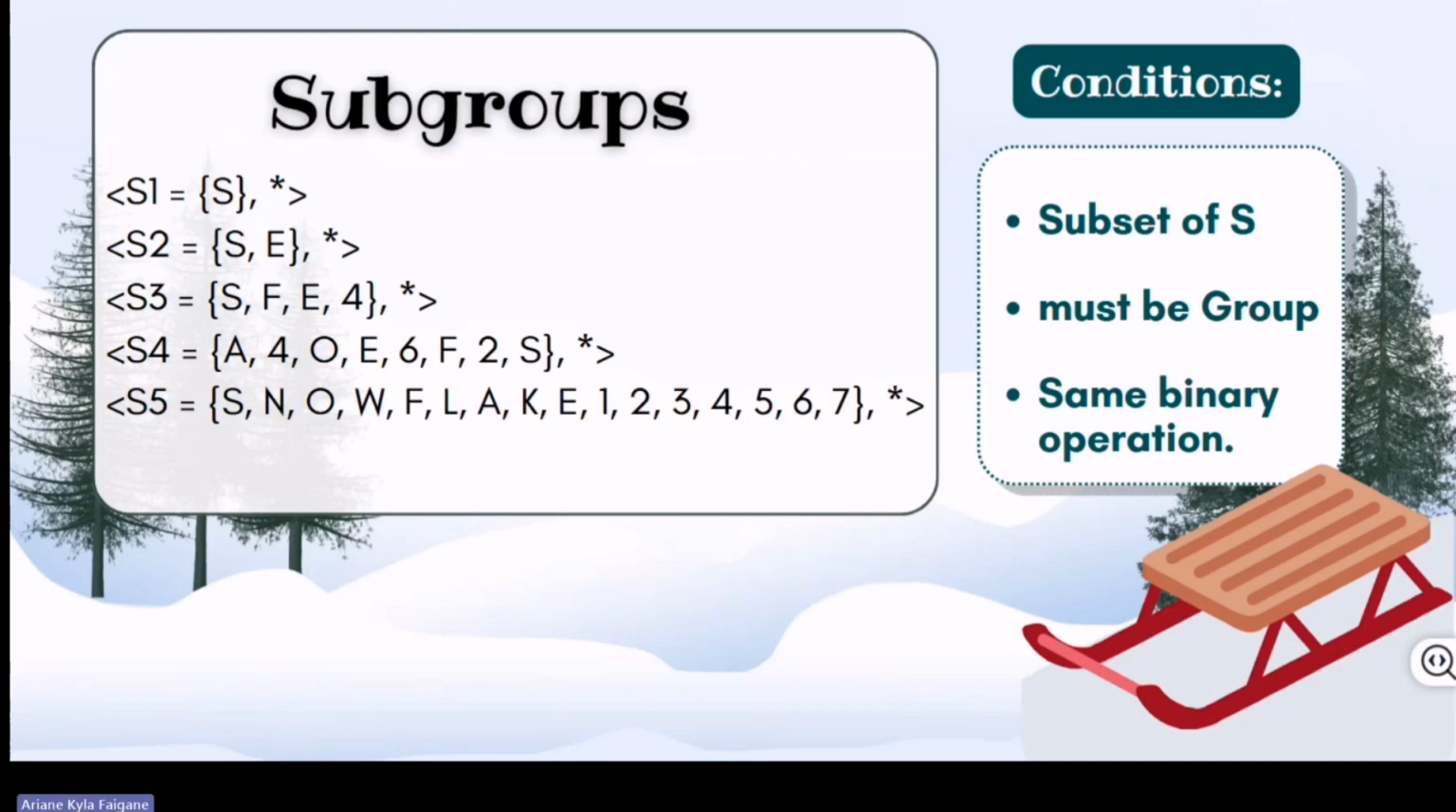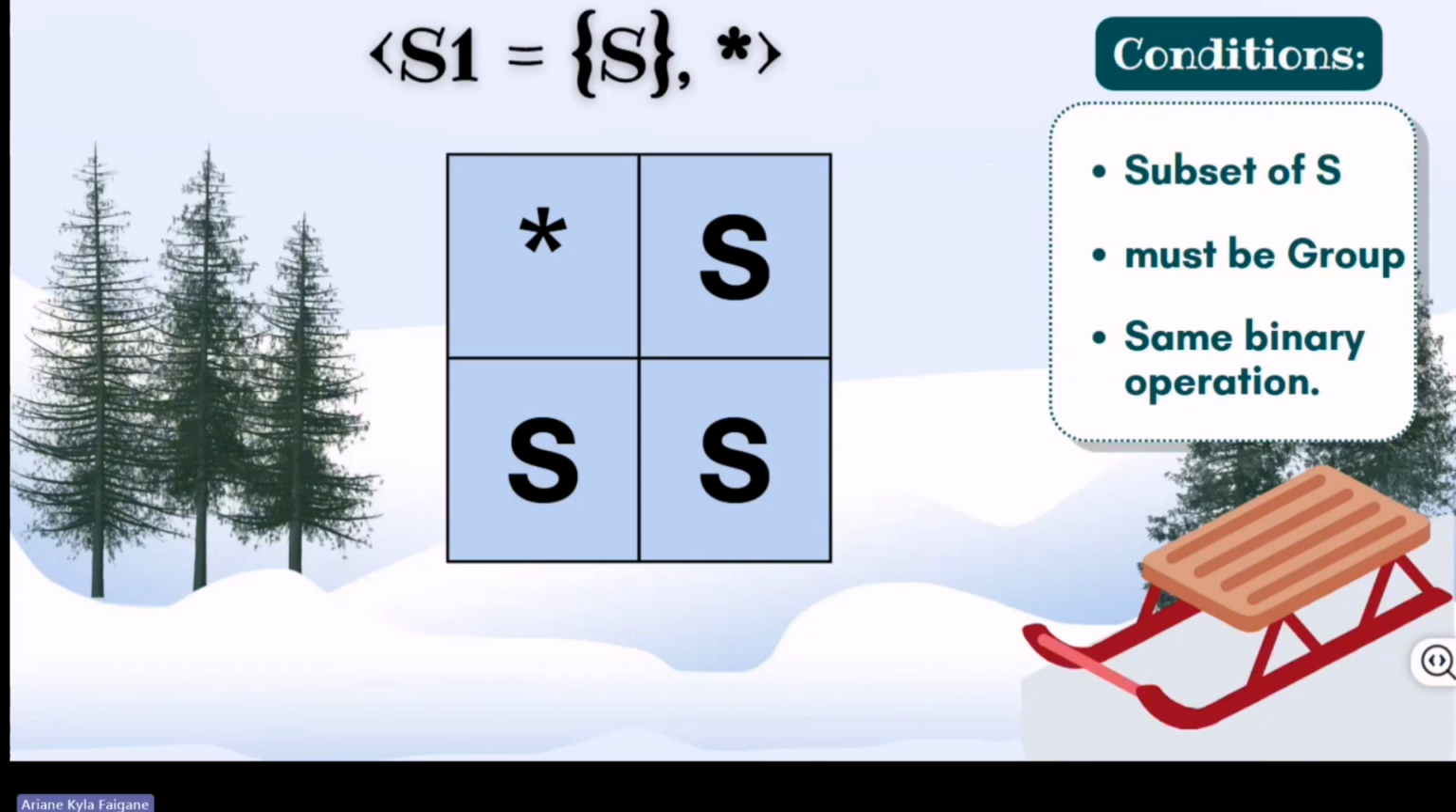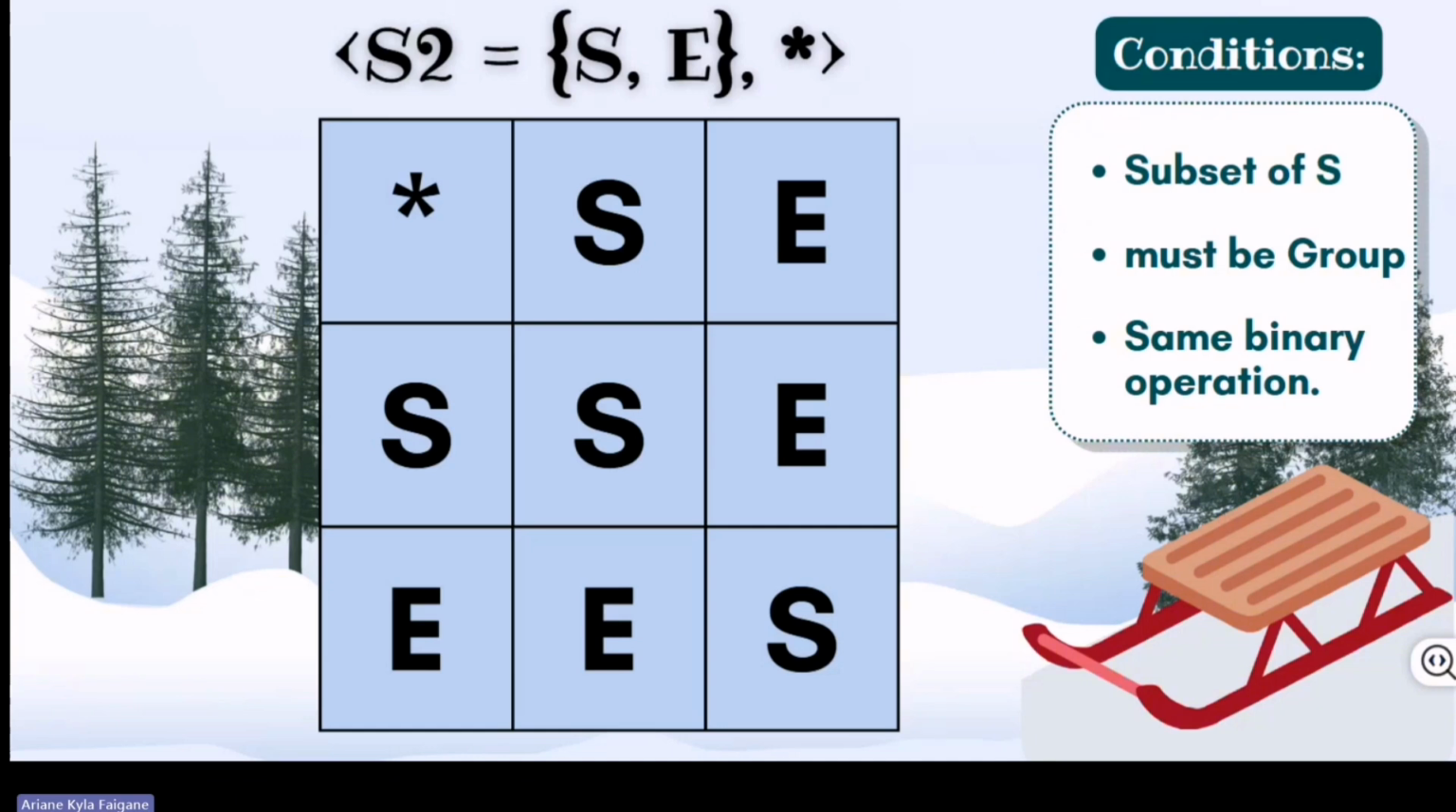In order to know if it is a subgroup of S, a subset of S must be a group and must have the same binary operation. To know that S sub 1, which is equal to S, is a subgroup of S, it must satisfy these conditions: it must be a group with the same binary operation. We have this table here. S star S is equal to S. So S is the only element, so we can conclude that it is a group, and of course it has the same binary operation, and S is in the set S, so it is true that it is a subset of S.